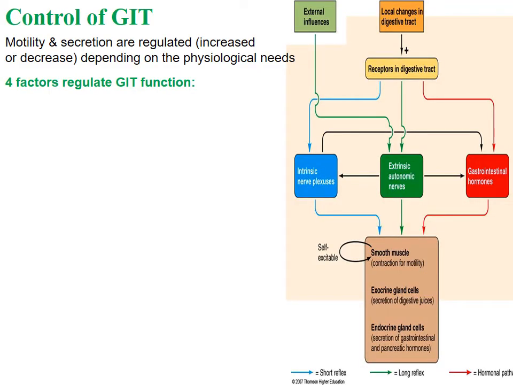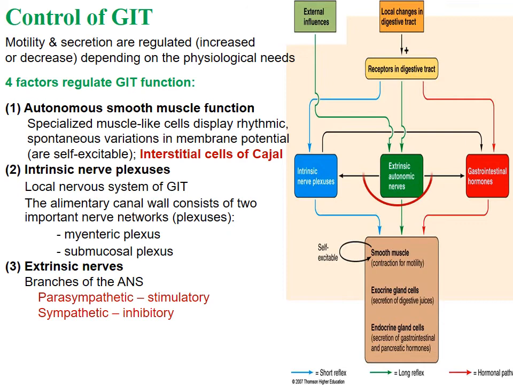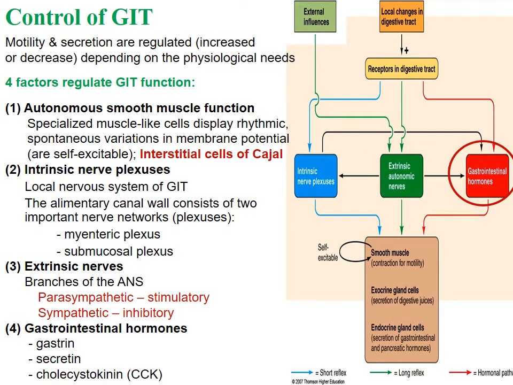Let us now see the control of the gastrointestinal tract. The motility and secretion are regulated, and can be increased or decreased depending upon the physiological need of the body. Four major factors regulate the gastrointestinal functions. First, autonomous smooth muscle functions. They are specialized muscle cells that display rhythmic, spontaneous variations in the membrane potential and are self-excitable. They are called the interstitial cells of Cajal.